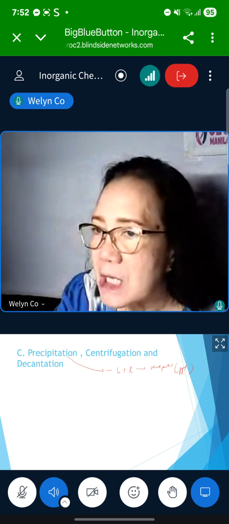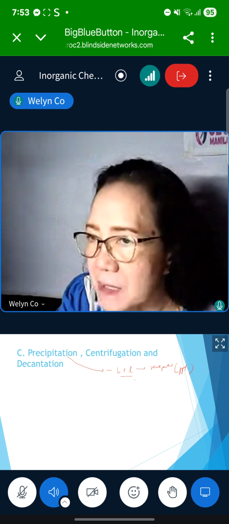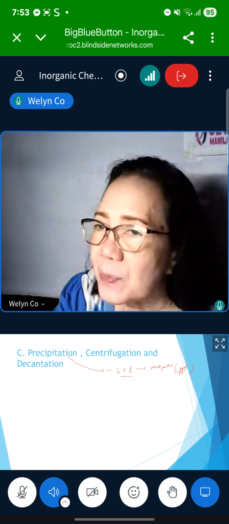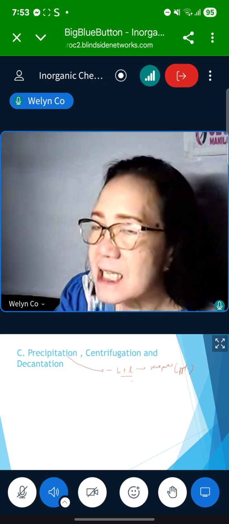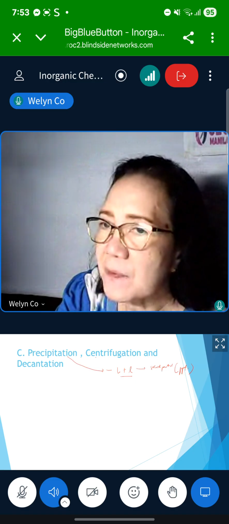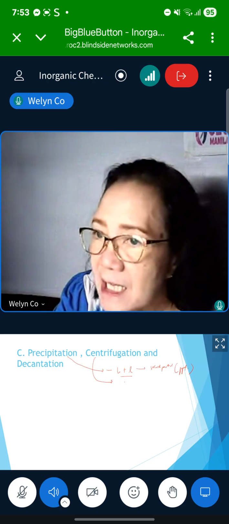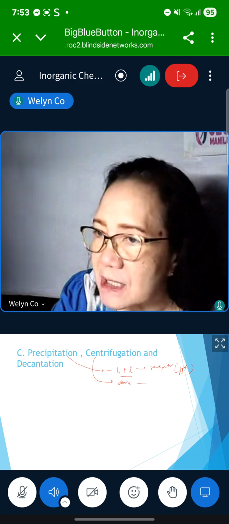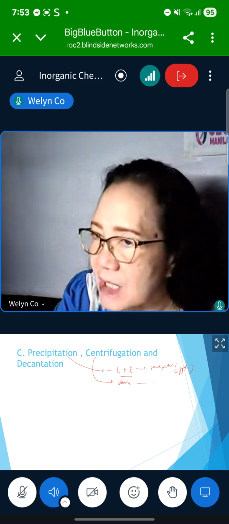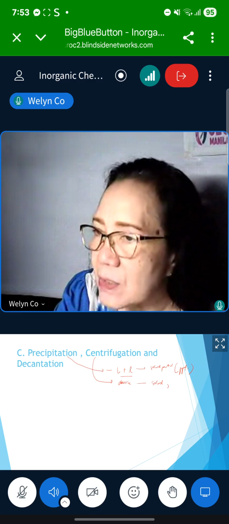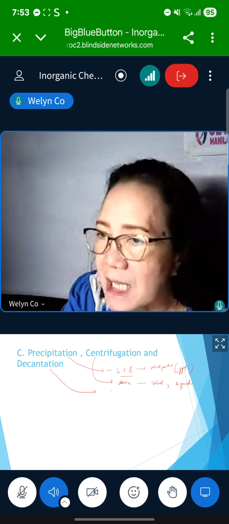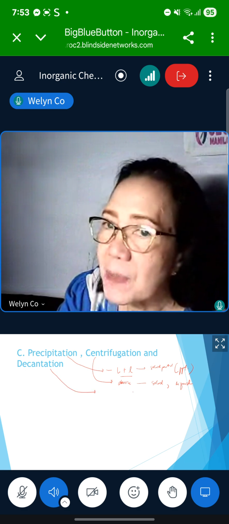Okay? Liquid. So this is where we have the process of precipitation. How will we separate? Ang content natin dito is how to separate. We will have to use the techniques and then the separation process. So centrifuge is the instrument. Ito yung device na gagamitin natin to separate or to settle the solids from liquid.